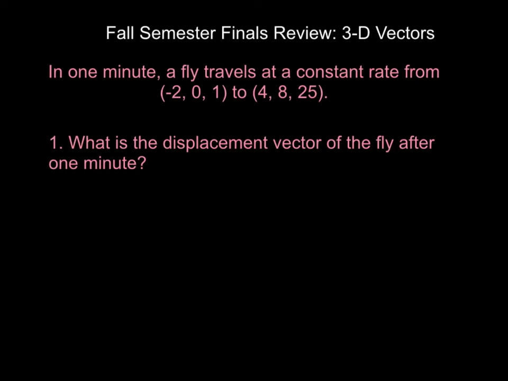Alright, so it says in 1 minute a fly travels at a constant rate from the point (-2, 0, 1) to (4, 8, 25). And it wants to know what the vector is of the fly after 1 minute. So what you need to find is the distance between the x's, the y's, and the z's. So you take from -2 to 4, equals 6. So that's like the distance.